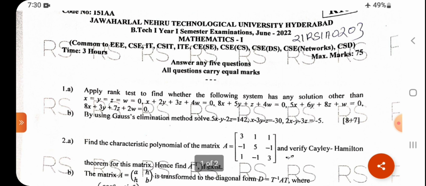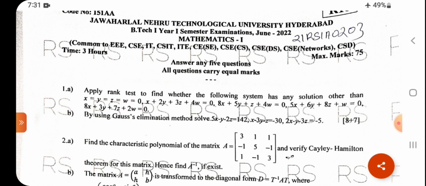So COVID pattern 8 and you are answering 5. The first A bit, apply rank test. Generally we don't have any rank test here. They are simply giving some equations, asking to apply the rank test to find whether the following system has any solution other than x, y, z, w equal to 0. You forget about that x, y, z, w equal to 0. The remaining equations are given here.